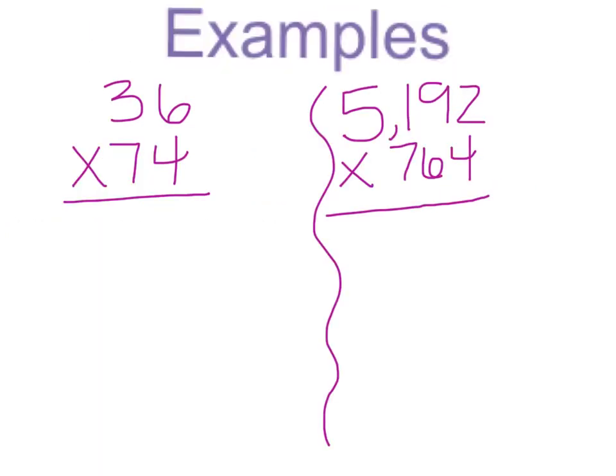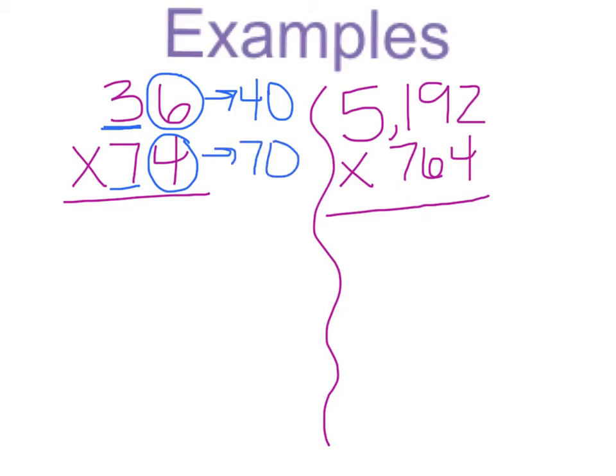First, let's look at the problem 36 times 74. As we discussed on the last slide, I am going to round the 3 using the 6. Any number that is 5 or above rounds the number before it, in this case the 3, up. Any number that's 4 or below rounds the number down. So in this case, 36 is going to round up to 40 because 6 is bigger than 5. That means that 36 is closer to 40 than it is to 30. Next, we're going to round the 74 using the 4, and since 4 is smaller than 5, we're going to round 74 down to 70. This means that 74 is closer to 70 than it is to 80.